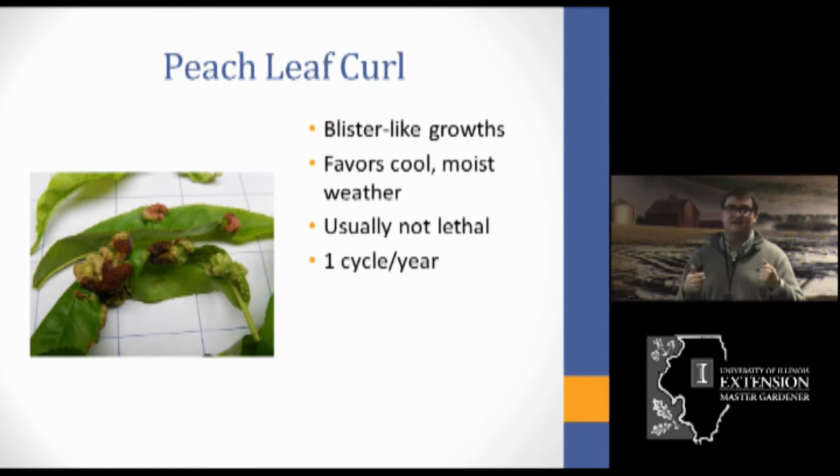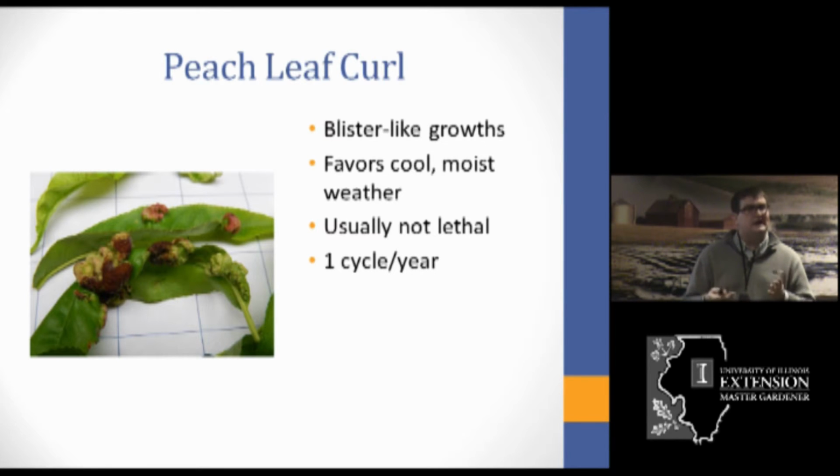And finally, to get done talking about tomatoes, we're going to talk about another disease. This picture actually is taken from a sample that came into our office in Onarga of peach leaf curl. It's blister-like growths on the leaves of peach trees, usually red and leathery and raised off the surface of the leaves. And they favor cool, moist weather.